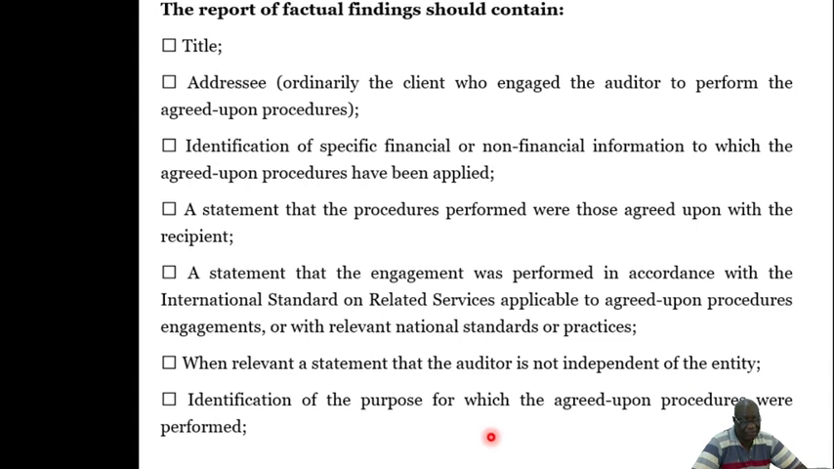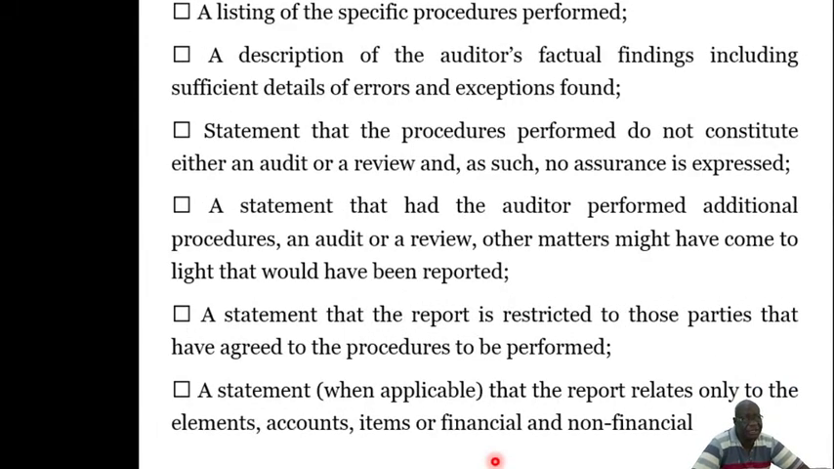Then, identification of the purpose for which the agreed upon procedures were performed. A listing of specific procedures performed. The description of the auditor's factual findings, including what? Sufficient details of errors and exceptions found. Statement that the procedures performed do not constitute either an audit or review. A statement that had the auditor performed additional procedures, an audit or review, other matters might have come to light that would have been reported. So all these are statements.